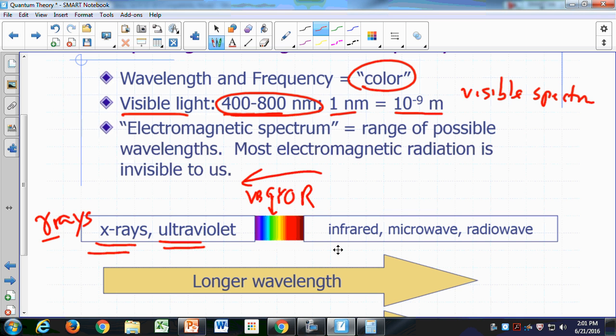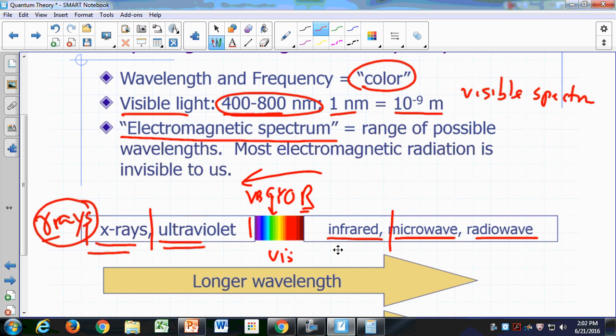Beyond the red end of your visible spectrum, you have the infrared radiation. Even longer wavelengths compared to infrared would be microwave radiation, and then even longer wavelengths would be classified as radio waves. These are regions of what's known as your electromagnetic spectrum, the range of possible wavelengths. The shortest wavelengths would be gamma rays and X-rays, then ultraviolet, then your visible region, and then the infrared region, microwave region, and radio wave region.